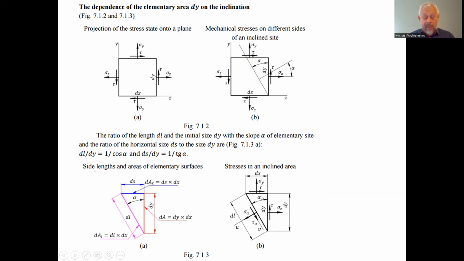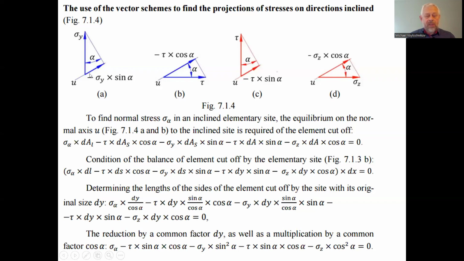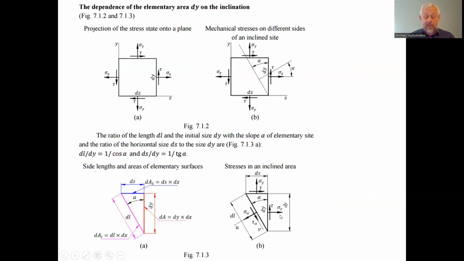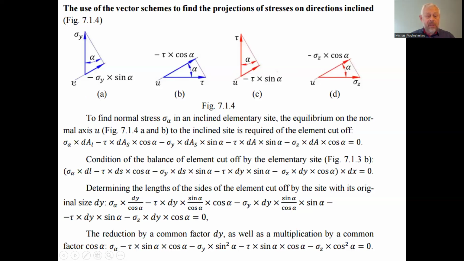we have to consider the projection on the auxiliary axis u, considering the angle of inclination alpha of this face. We can find the projection of the normal stress as minus sigma y multiplied by sine of the inclination angle alpha. This right-angle triangle is geometrically similar to this one, just turned in another direction, and this axis is parallel to axis u on this scheme. Minus, because it is directed opposite to the direction of the auxiliary axis u. We have as well tau, the tangential stress applied to the upper face of the cutout segment, and we have the cosine of alpha: minus tau by cosine alpha.